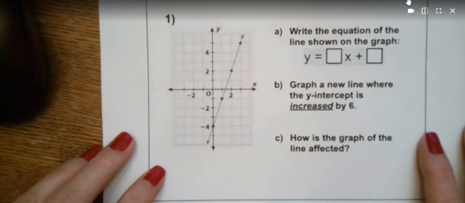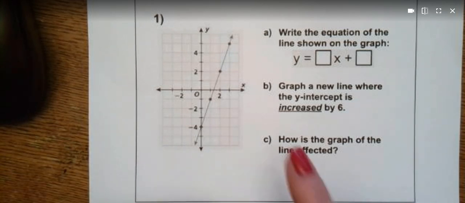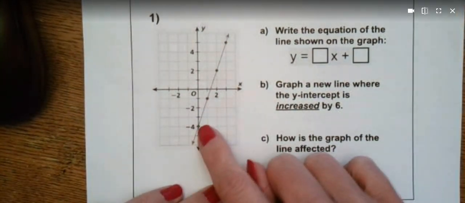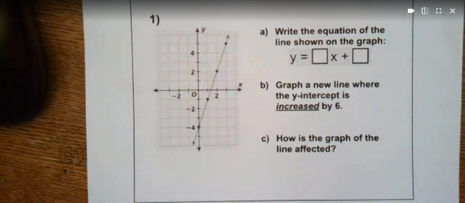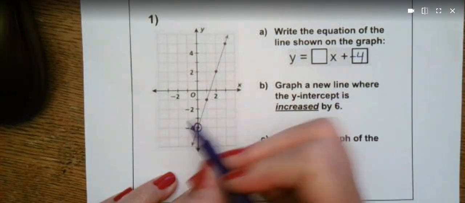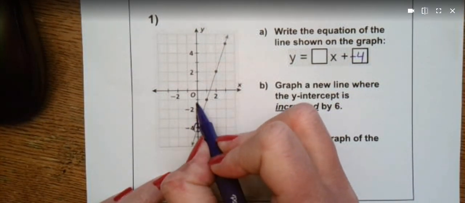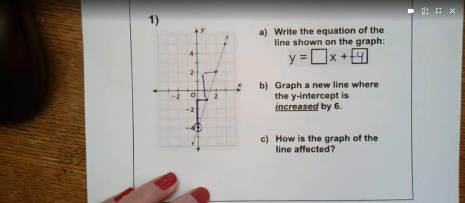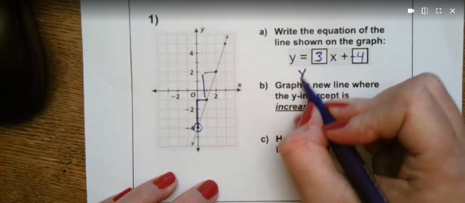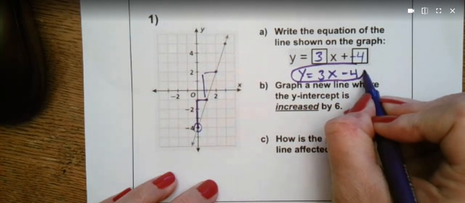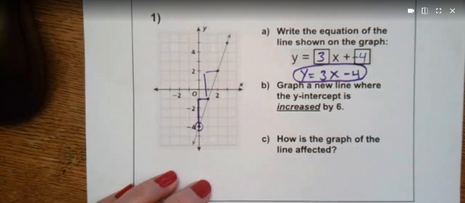Example 1 will look like this. Here it says, write the equation of the line shown on the graph. So the quickest, easiest way to do that would be to get the line in slope-intercept form. So I can see the intercept is -4, and the slope looks like we rise 3, run 1, so slope would be 3. So I'm just going to rewrite this, y equals 3x minus 4. Here we have the equation of the line that is graphed.